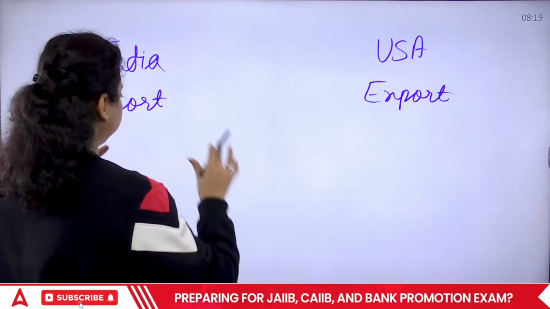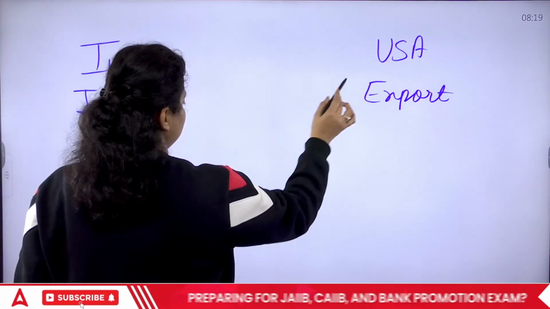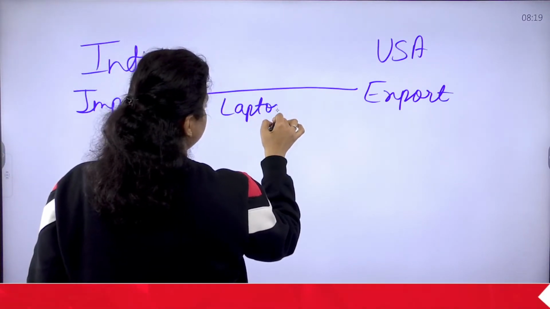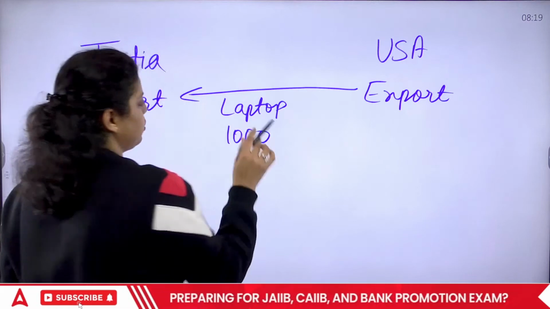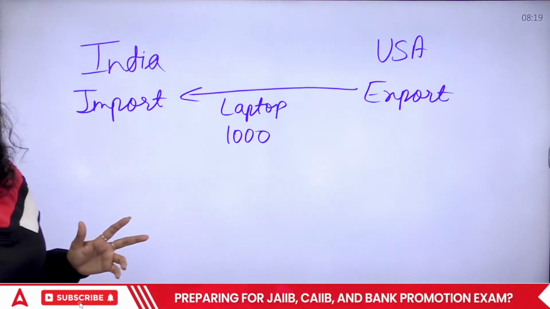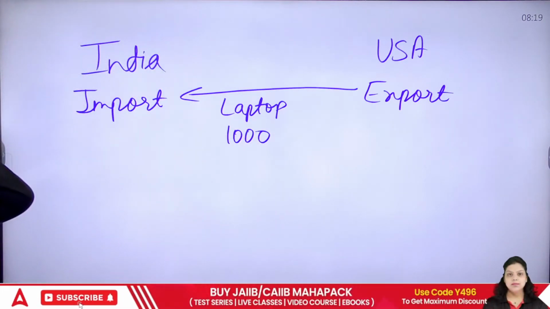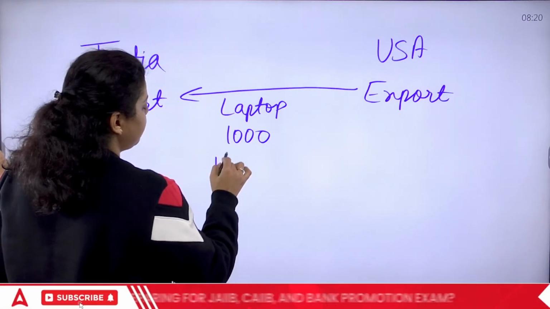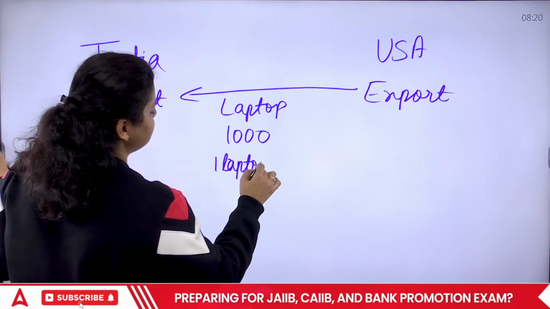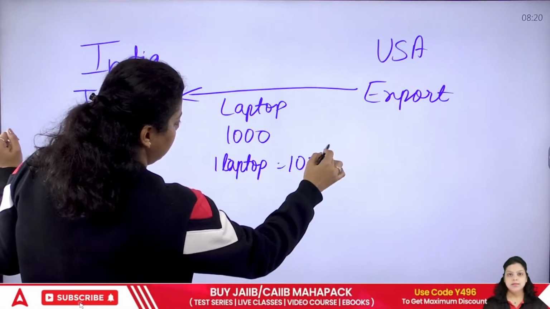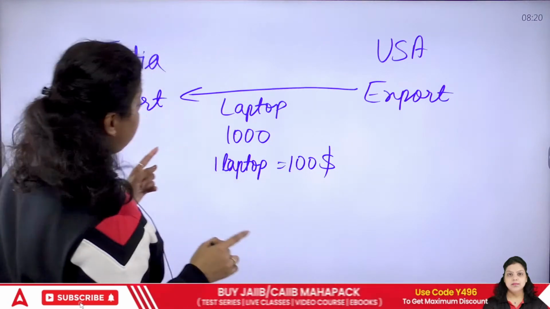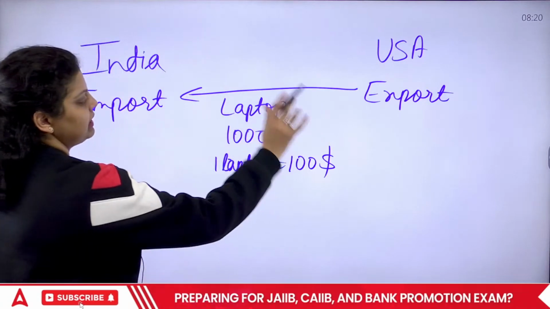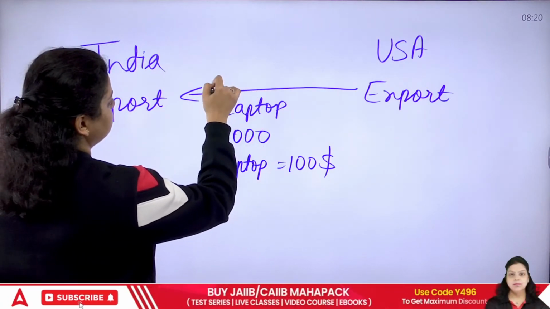Now what happens here? India and USA, let's say USA is sending goods to us. So we have a trade of laptops. We have ordered 1000 laptops of certain quality standard, and we have given them the standard of what we want in our laptops. He said that one laptop price will be, let's say for example, $100, and I am purchasing 1000 laptops. So the particular exporter has done the shipment.